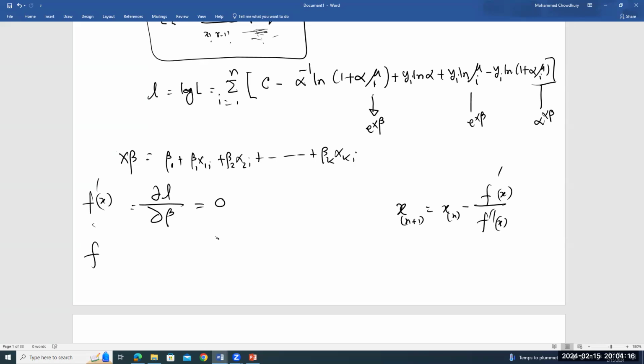Then you have to take the second one, d squared l over d beta squared, something like this. And then you will find these two things, and numerical solutions would be obtained. Analytical solution is not obtainable. Clear? Analytical solution is not obtainable.